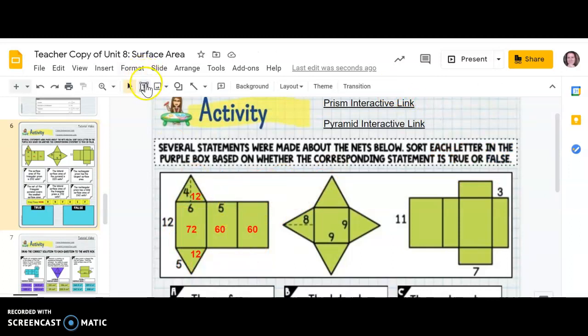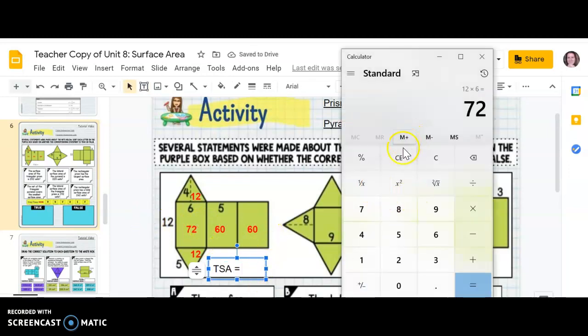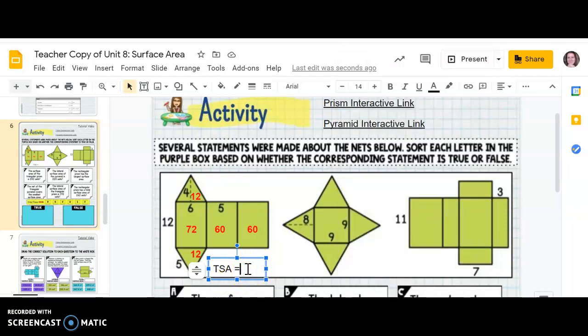And so what I'm going to do to help myself is put the total surface area equals, and I'm going to add all of these up. So I have 12 plus 12 plus 72 plus 60 plus 60 equals 216. And so that's what that's giving me, 216. That's my total surface area.